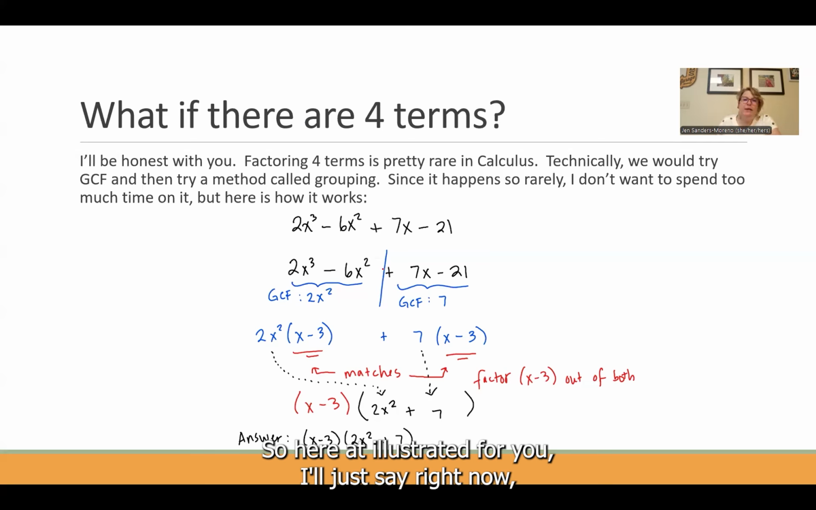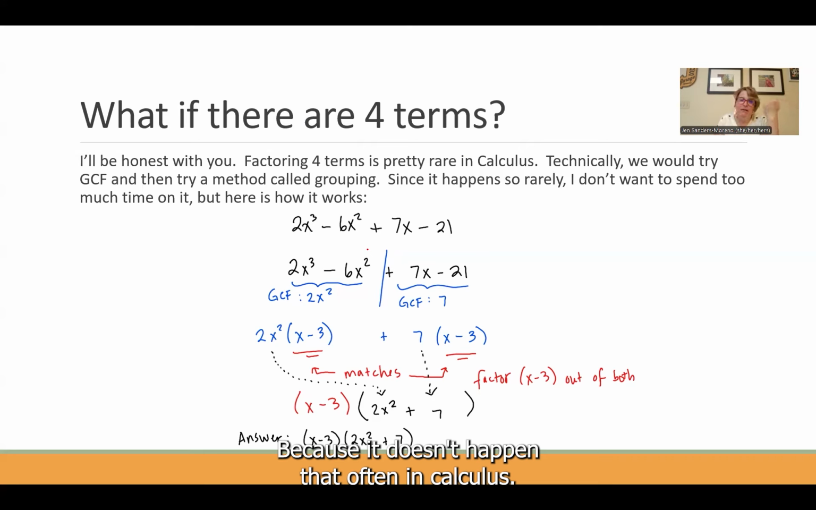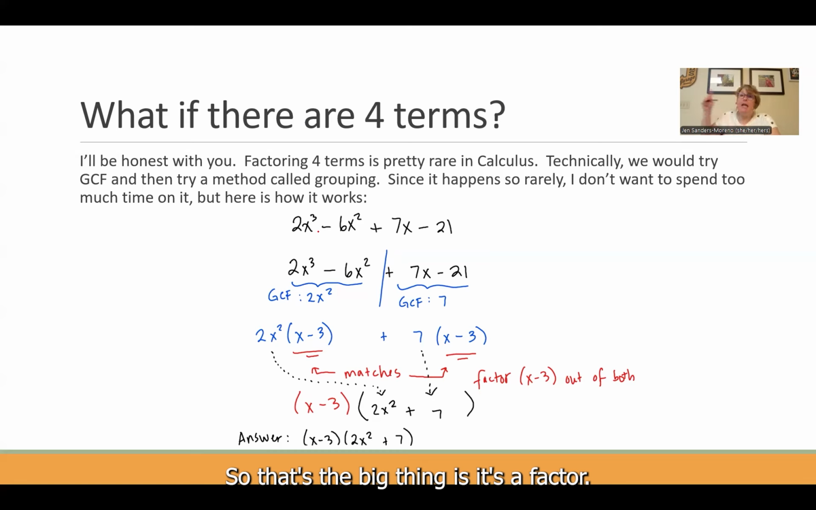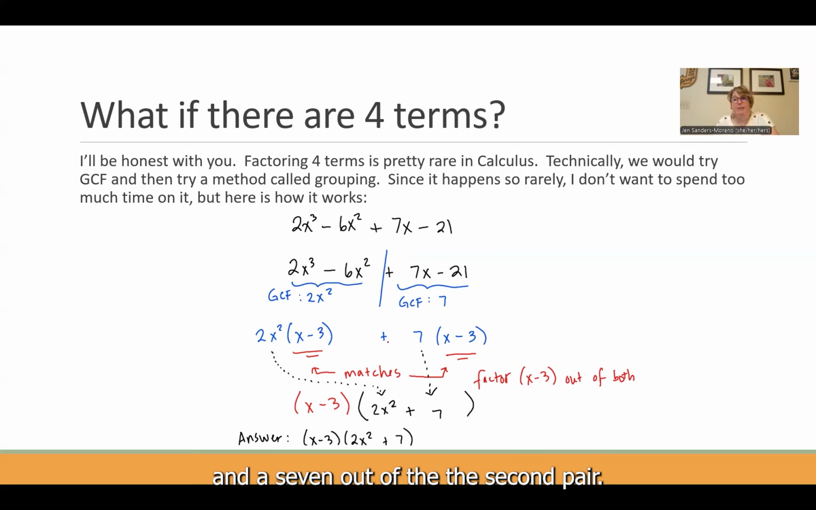So here I've illustrated it for you. I will just say right now, I would not spend too much time trying to learn grouping because it doesn't happen that often in calculus. I know it's cruel, but it's true. So if it factors, so that's the big thing, if it factors, not all four terms factor, what you basically do is break it off into pairs. So you can see here, I've split it exactly in half into two pairs. And what you do is you basically take a GCF out of each pair. So I took a 2x squared out of the first pair and a 7 out of the second pair.